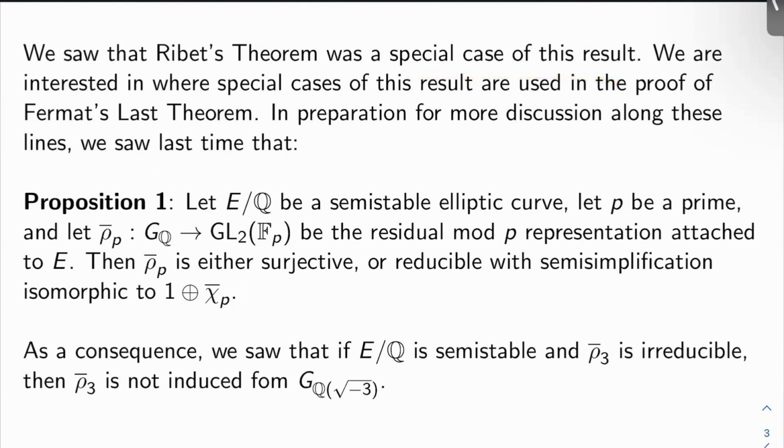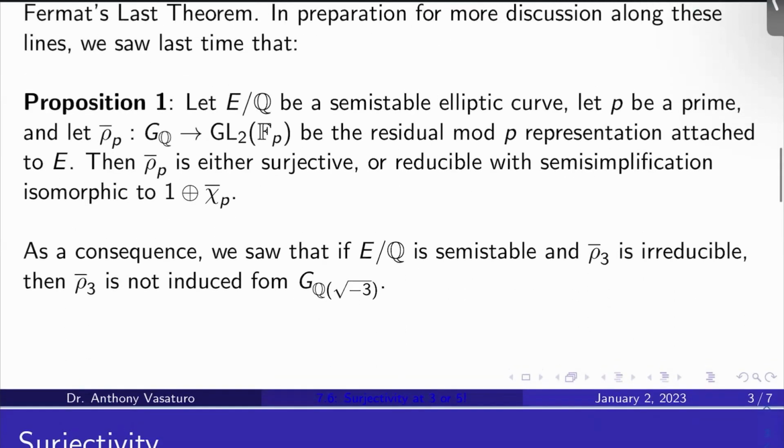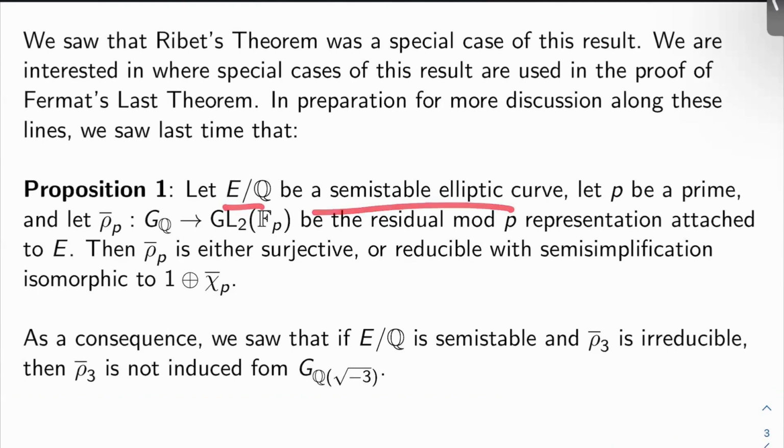All right, we're basically interested in where special cases of this result are used in the proof of Fermat's Last Theorem. In preparation for more discussions of such special cases, we saw last time Proposition 1: if E over Q is a semi-stable elliptic curve and p is prime, and rho bar_p from G_Q to GL_2(F_p) is the residual mod p representation attached to E, then rho bar_p is either surjective or it's reducible, and its semi-simplification is just 1 direct sum chi_p bar.